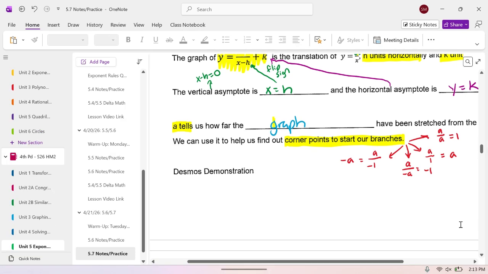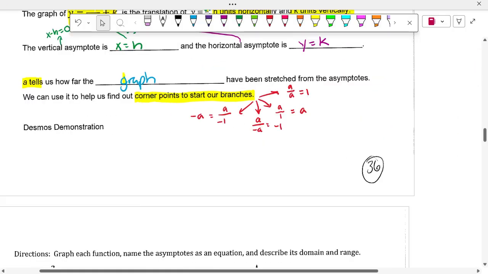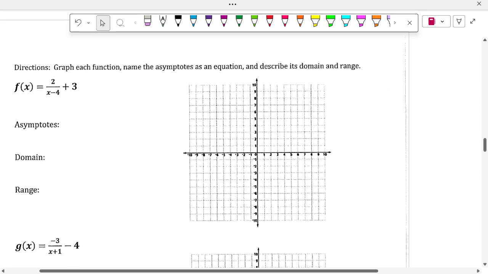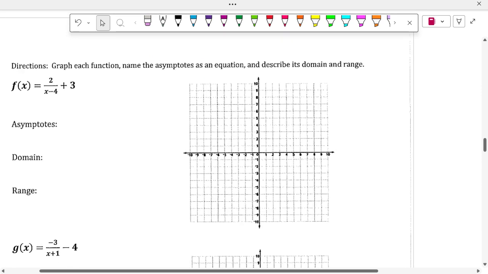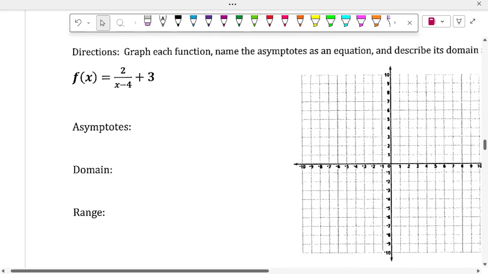So if I go back to here, let's actually start graphing it. Whenever you start graphing these, you always want to get your asymptotes first, because that'll kind of give you an idea of where your graph's going to be. Make a quick table, and then go about your business.